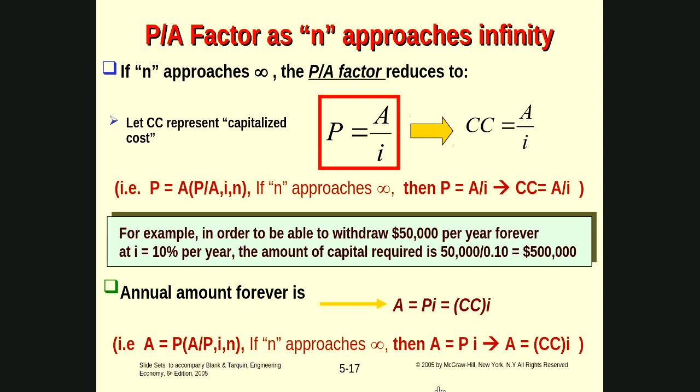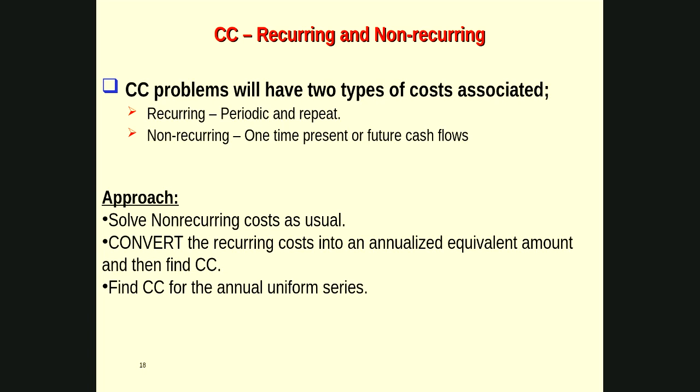Okay, so let's move on to another topic related to capitalized cost. By the way, the abbreviation of capitalized cost is CC: C for capitalized, and the other C for cost. Recurring and non-recurring. What does that mean? The recurring is a periodic and repeated cost. Non-recurring is one time. We will see an example now in the next slide.